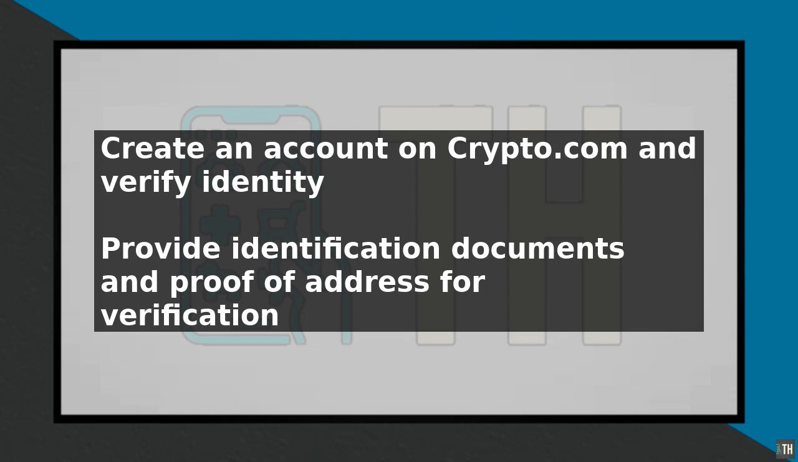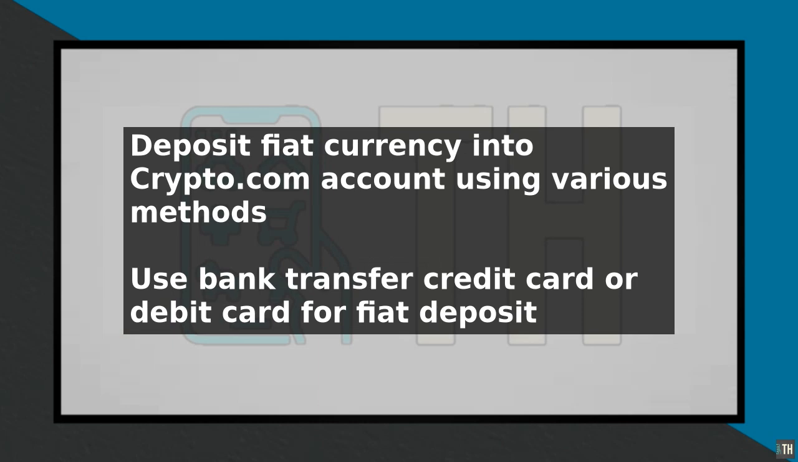Once your account is verified, you can deposit fiat currency into your Crypto.com account. To do this, navigate to the Accounts page and select the fiat currency you want to deposit. You can use a variety of payment methods including bank transfer, credit card, and debit card. Enter the amount you want to deposit and follow the prompts to complete the transaction.